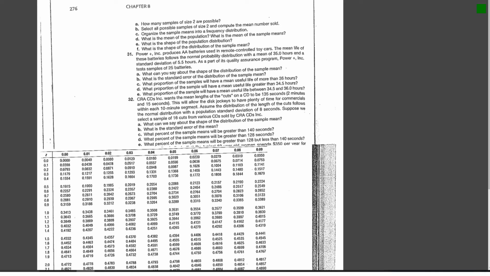Okay, so I wanted to give you another application of this new formula, again using z is equal to x bar minus mu over sigma over the square root of n. So I'm going to show you parts of 31.